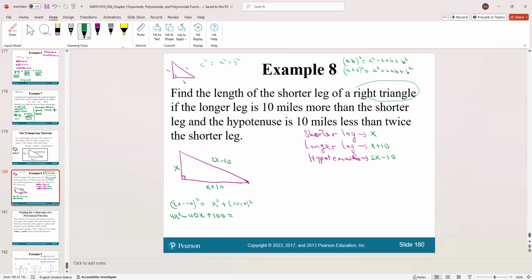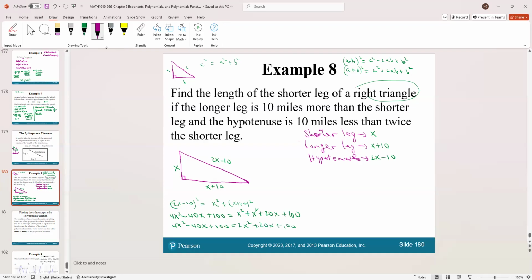All right, now on the right, I keep my x squared. Then I need to do the first one power 2, which is x squared, plus 2 times the first one by the second one. 2 times x times 10 gives you 20x, plus 10 power 2 is 100. If you want, you can simplify on both sides. I end up with 4x squared minus 40x plus 100 equals 2x squared plus 20x plus 100.